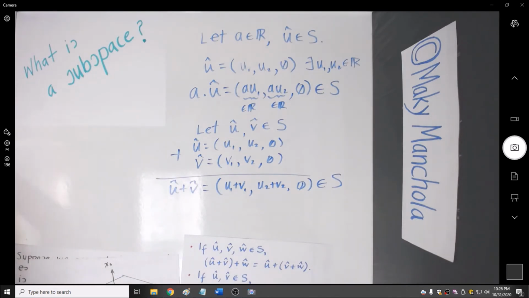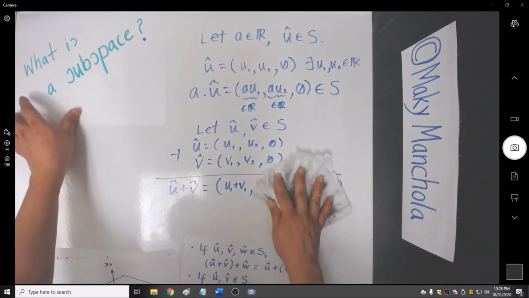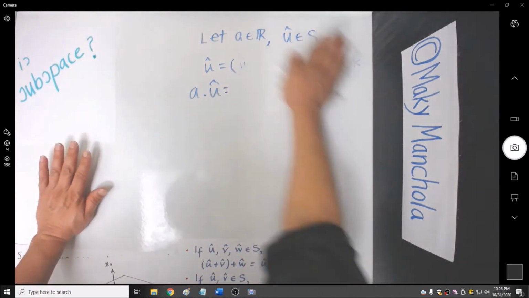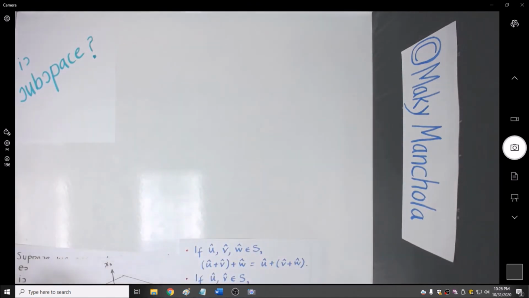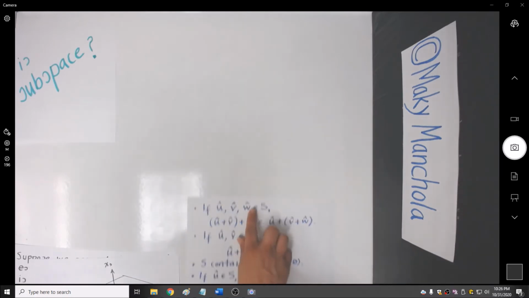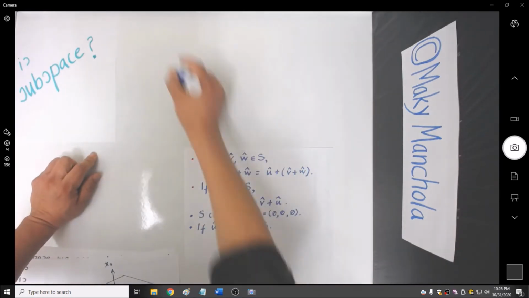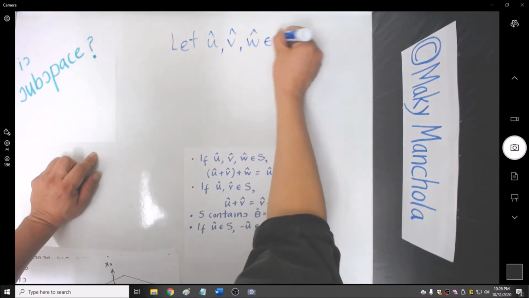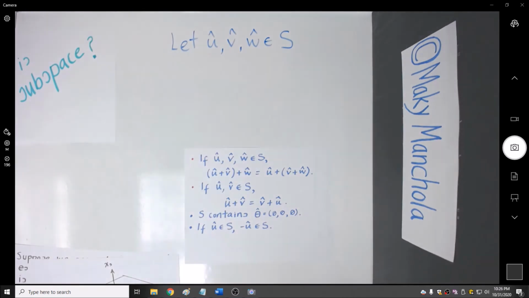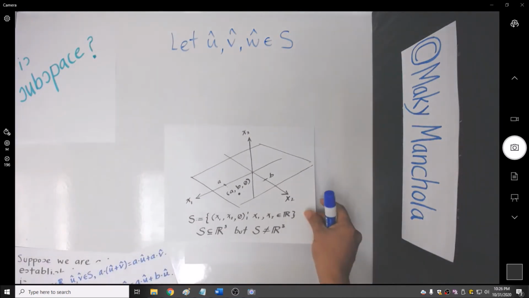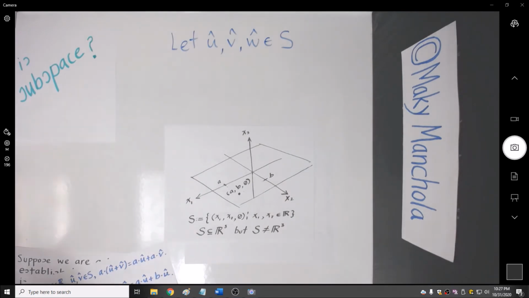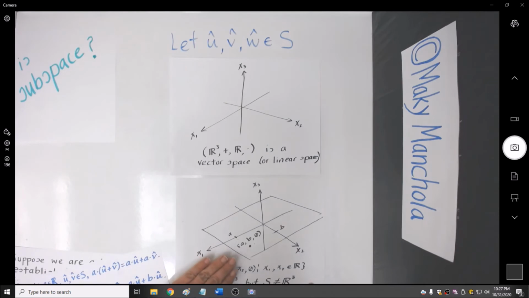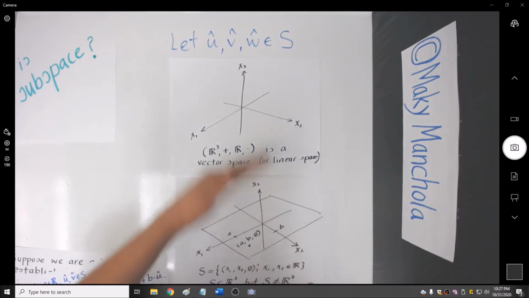I want to show that if I pick three elements in S, the associative property of addition is satisfied. So let's begin. Let u, v, w be elements of the set S. Now we know that S is a subset of R3. Here is R3, x1, x2, x3 space. S is the x1, x2 plane. So that set S is a subset of R3.